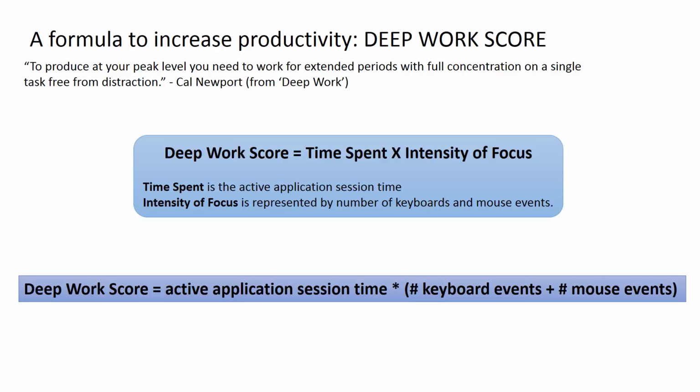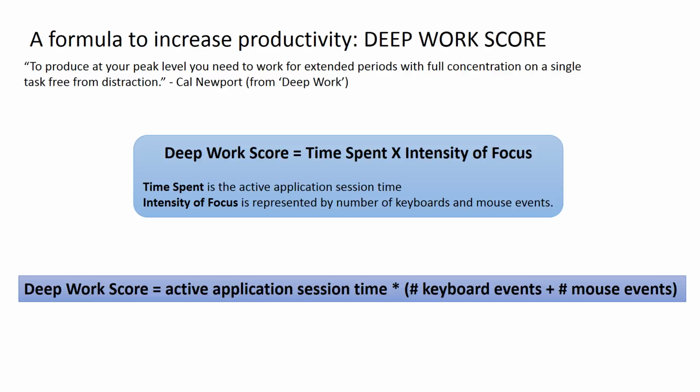This exercise is about proposing a formula to increase productivity that is called Deep Work Score. Based on the sentence said by Cal Newport, to produce at your peak level you need to work for extended periods with full concentration on a single task free from distraction. So we can say that Deep Work Score could be equal to time spent by intensity of focus.